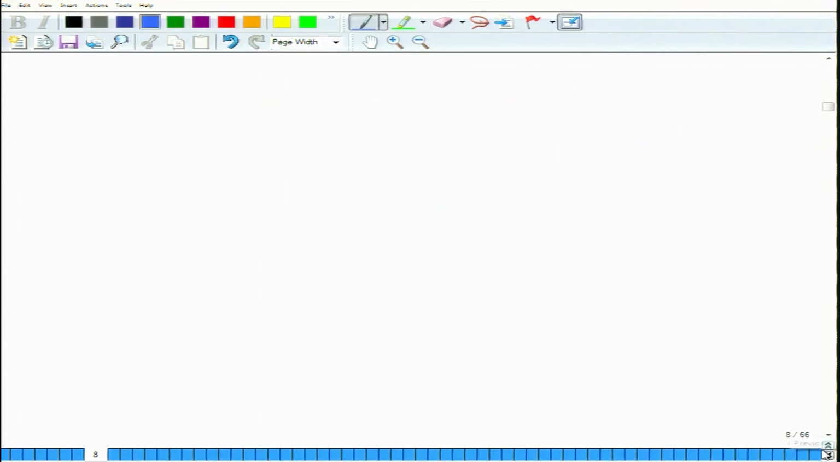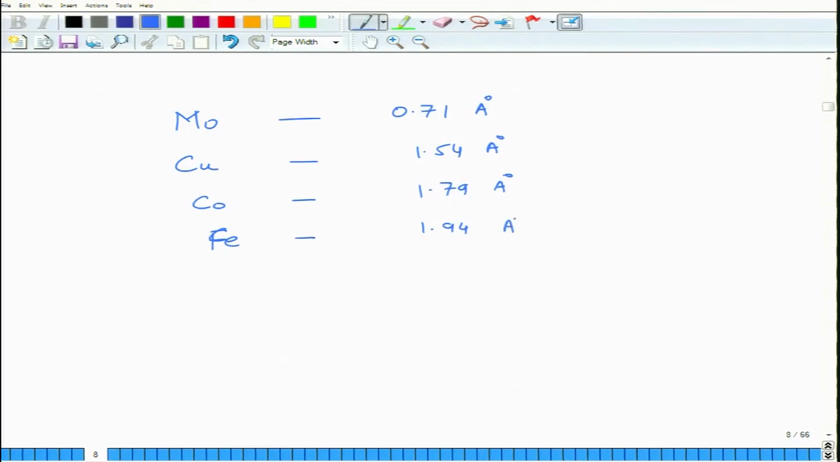So now let me give you the wavelength of various radiations that we use. For example, molybdenum gives about 0.71 angstrom. Copper we have about 1.54 angstrom. Cobalt we have 1.79 angstrom. Iron we have about 1.94 angstrom, and chromium is about 2.29 angstrom. So if you have an iron containing material, we typically use cobalt or chromium. We don't use copper. So that is how you choose.